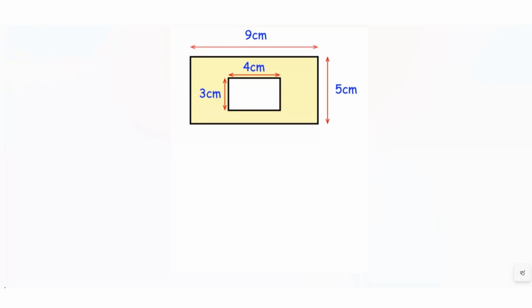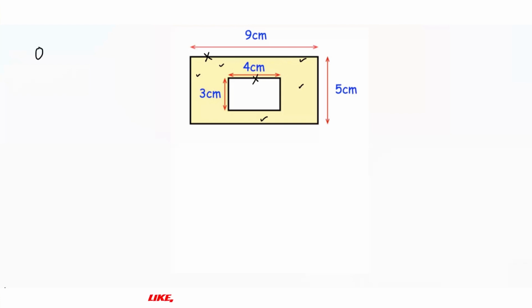In this diagram, you can see there are two rectangles. One is the outer rectangle and one is the inner rectangle. So we will calculate the area of our outer rectangle and then the area of our inner rectangle. Once we find them, we will subtract both the areas and we will get the area of the shaded region. So let's start with it.